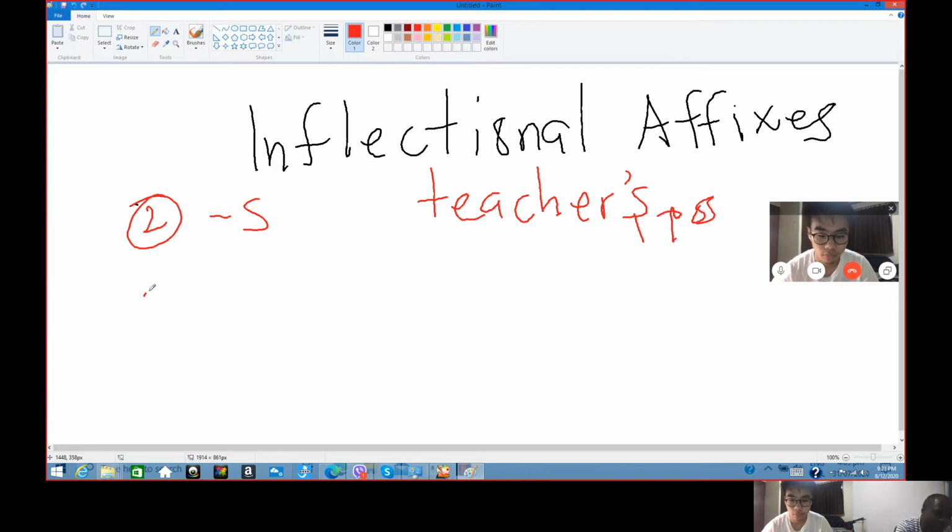Let's look at the third one, number three, another S. So the last S, which I'm going to talk about, is used as a verb, present tense. If you want to use he, she, it, let me write it so you can understand.